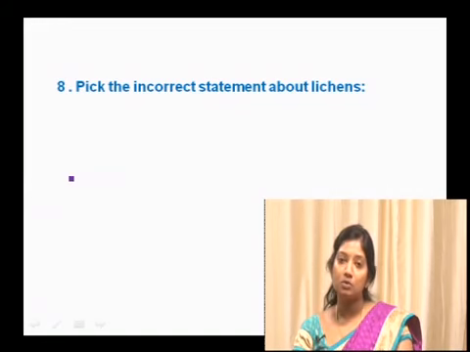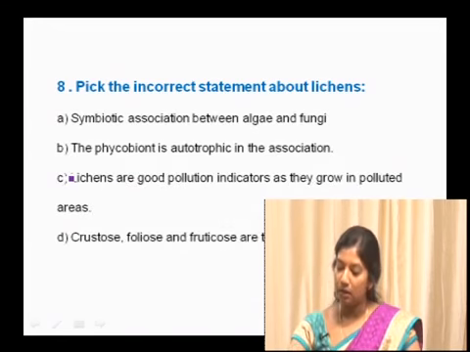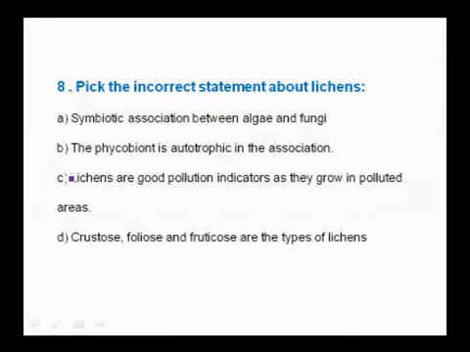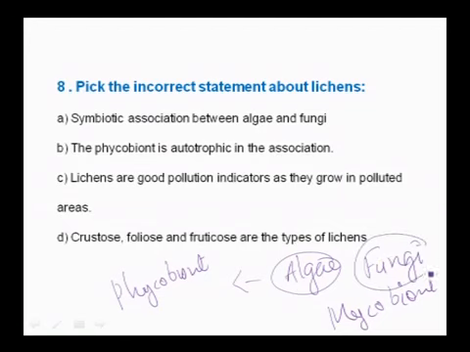So the two types of components which are present over here, let me just tell you what the components are. One component is algae, another one is fungi. The algal component is called phycobiont and the fungal component is called mycobiont. So in this manner you can see two components are there, the fungal component and the algal component. They are found in a mutually beneficial association.